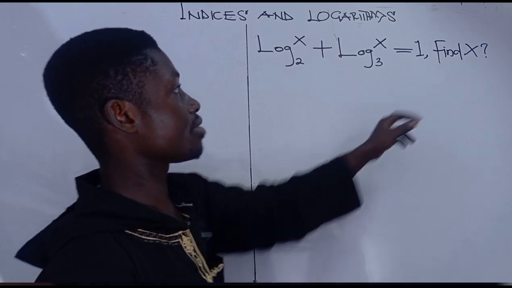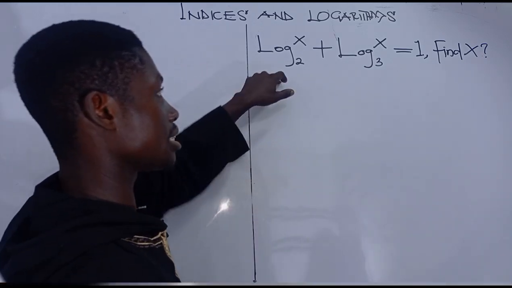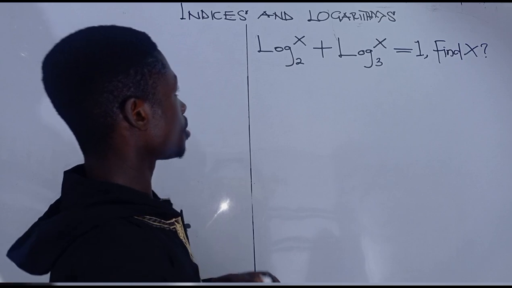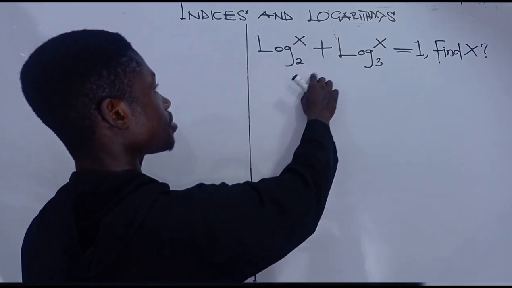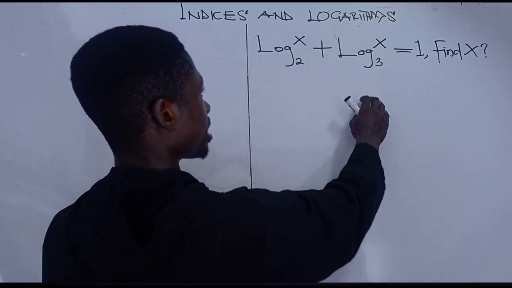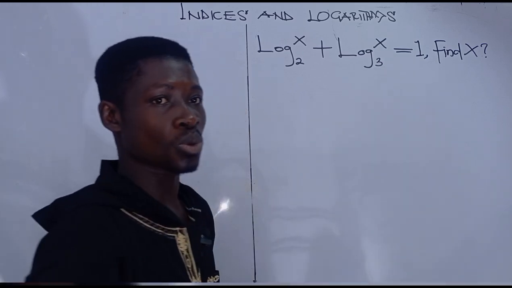In today's lesson, we want to find the value for x which satisfies this logarithmic equation. So we have log of x to the base of 2 plus log of x to the base of 3, and this is equal to 1.